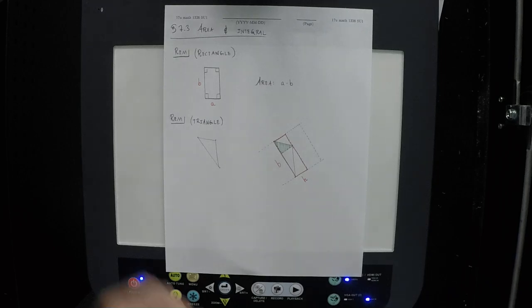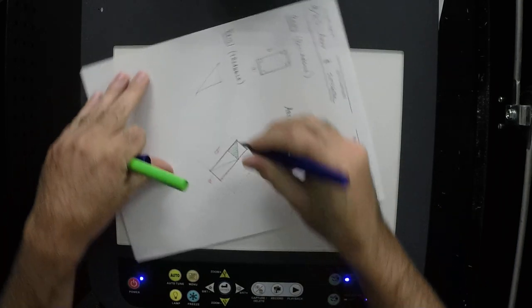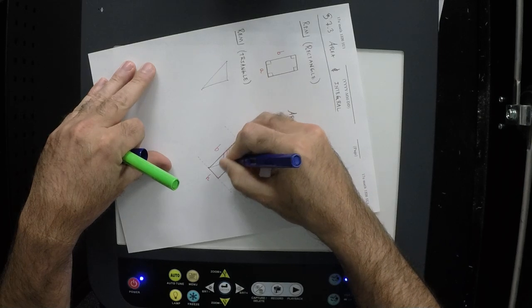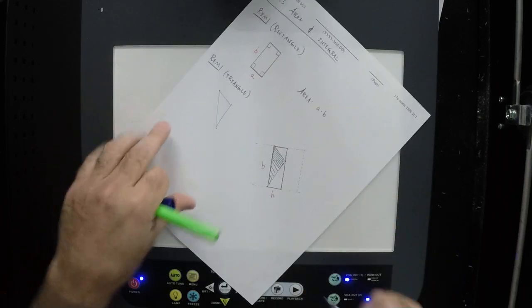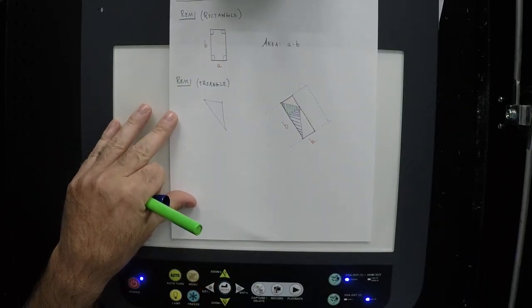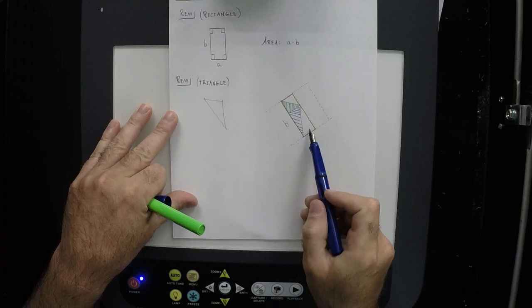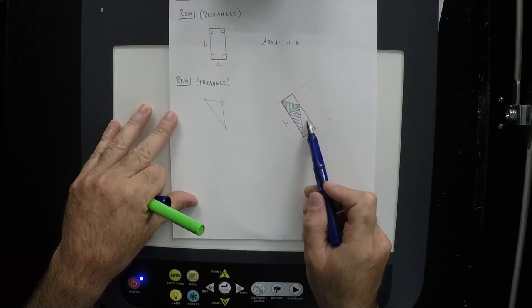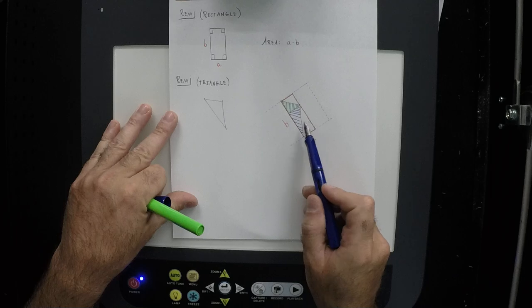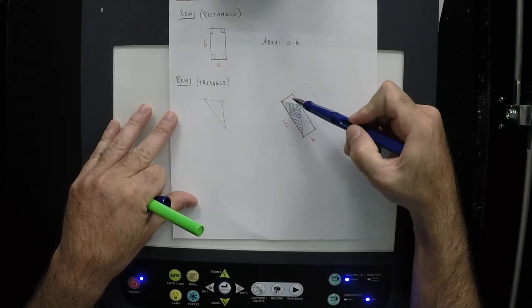Now, furthermore, this blue piece is also part of the triangle that we're interested in, right? But it also has its counterpart. This piece right here has the same area as the blue piece. So these are the same, and these are the same.